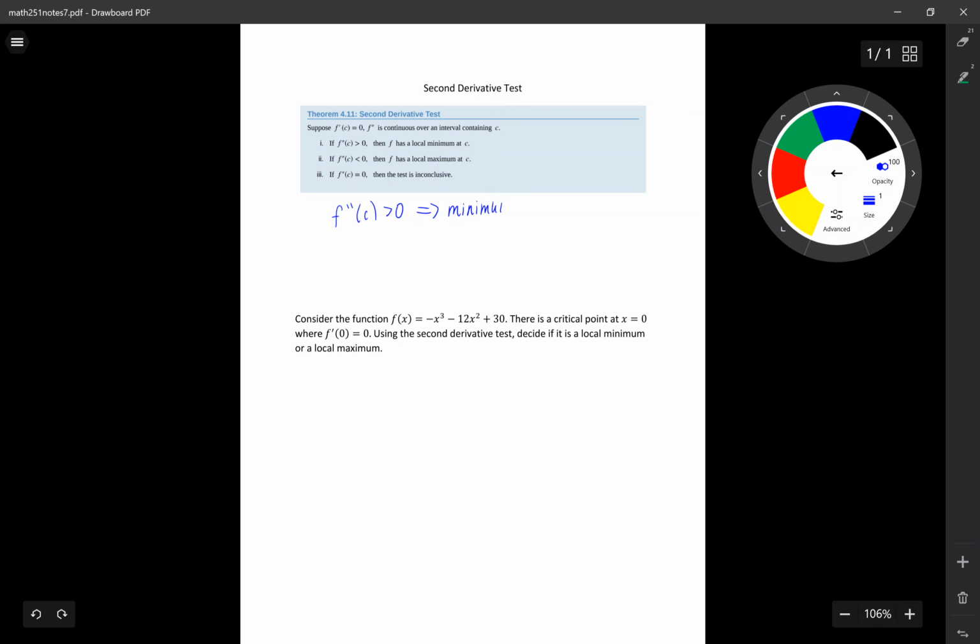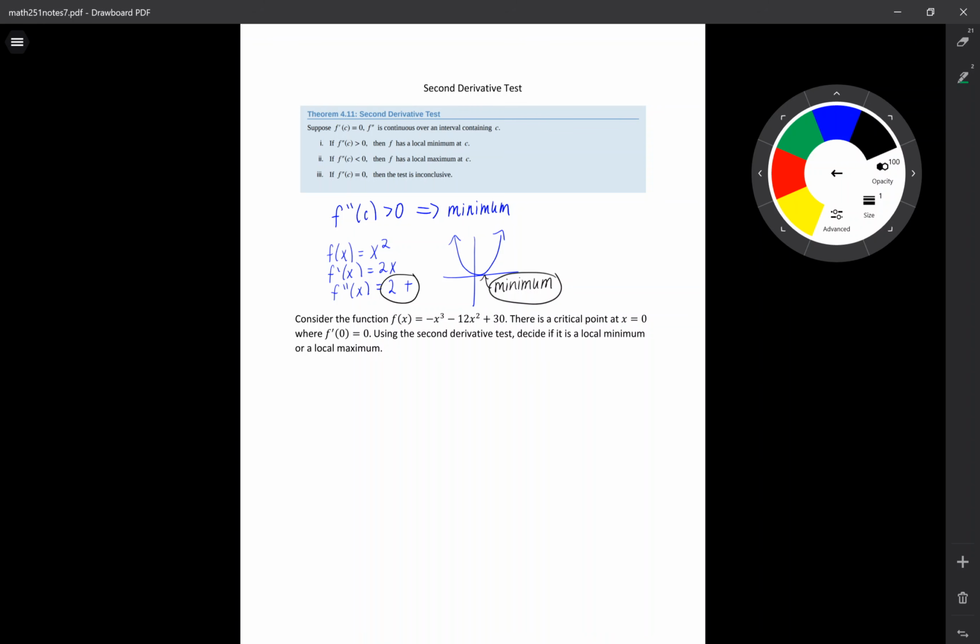The way that I remember this, because usually when something is positive, we associate it with maximum or something like that, is I think of the function f of x equals x squared. That's an easy function. If I take the first derivative, this is 2x. If I take the second derivative, this is 2, which is positive. And obviously, x squared looks like this, which has a local minimum. So whenever we have a positive second derivative, we have a local minimum. That's how I remember this. Maybe that will help you too.